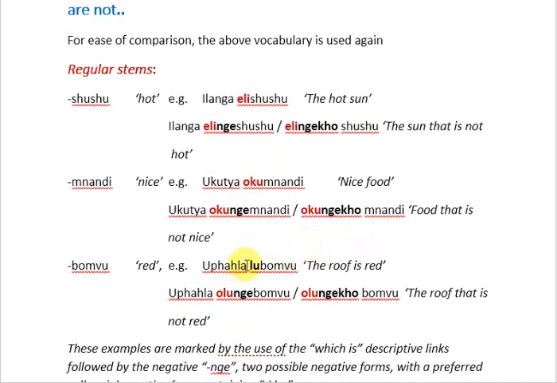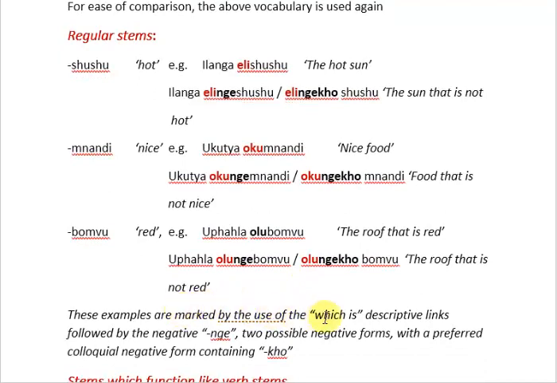Uphahla lubomvu, the roof is red. It should actually read olubomvu, the roof that is red. Olubomvu, and let's just highlight that as well, or make it bold. Negative. Olunge, which is not. The nge translated, of course, as not. And olungekho bomvu, the same pattern repeating itself.